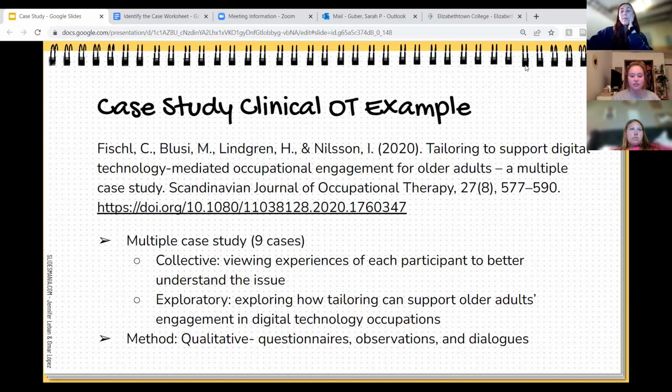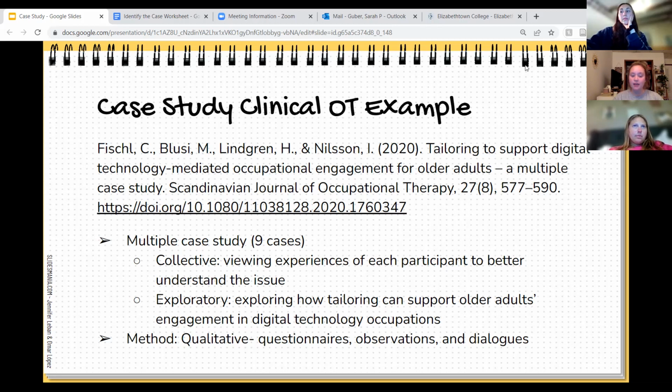And we also found this article for you to stop and read. You can pause the video. So this is a clinical example in OT of a case study being used. This article is titled Tailoring to Support Digital Technology Mediated Occupational Engagement for Older Adults, a multiple case study.